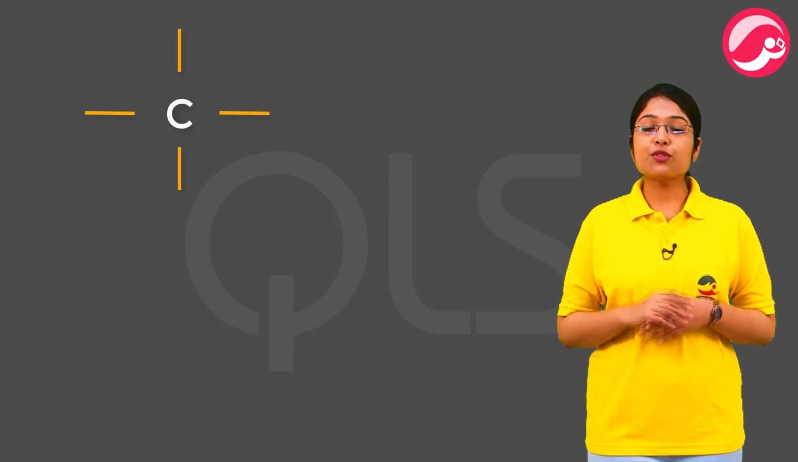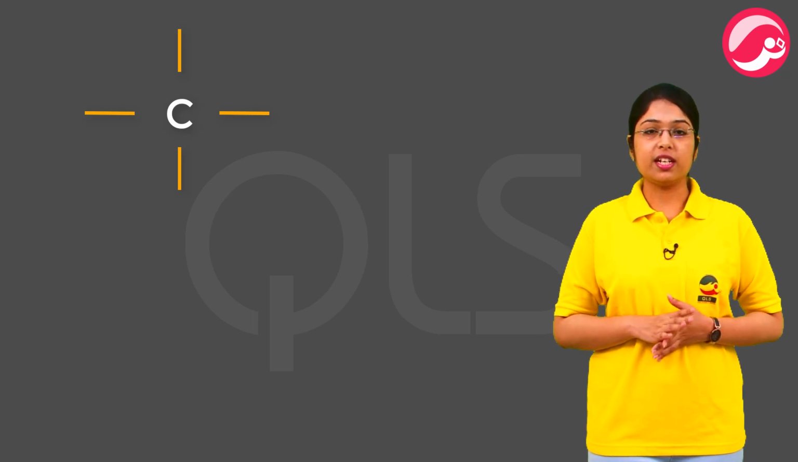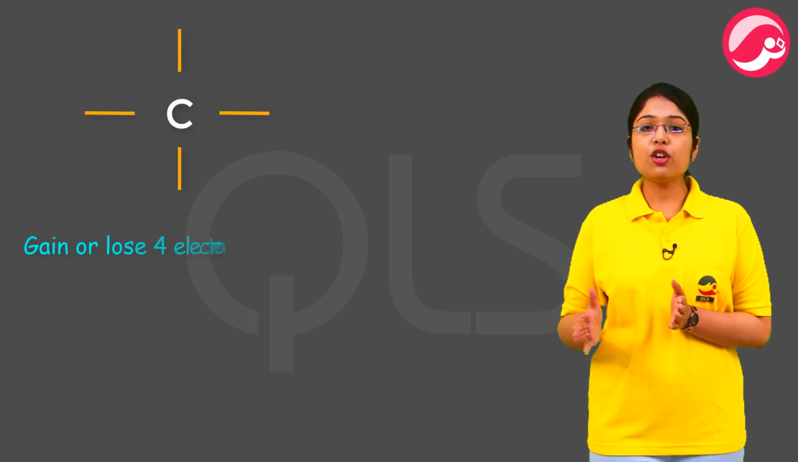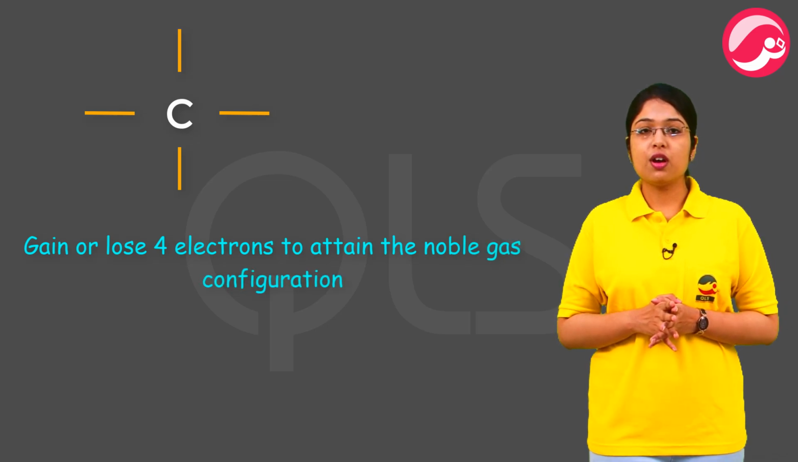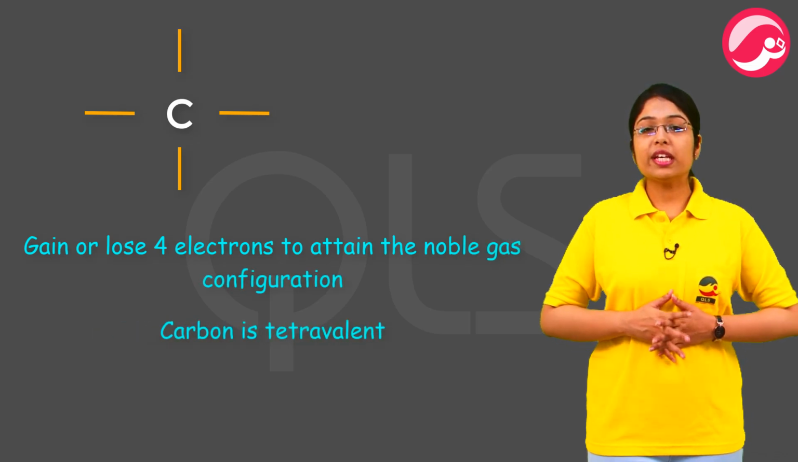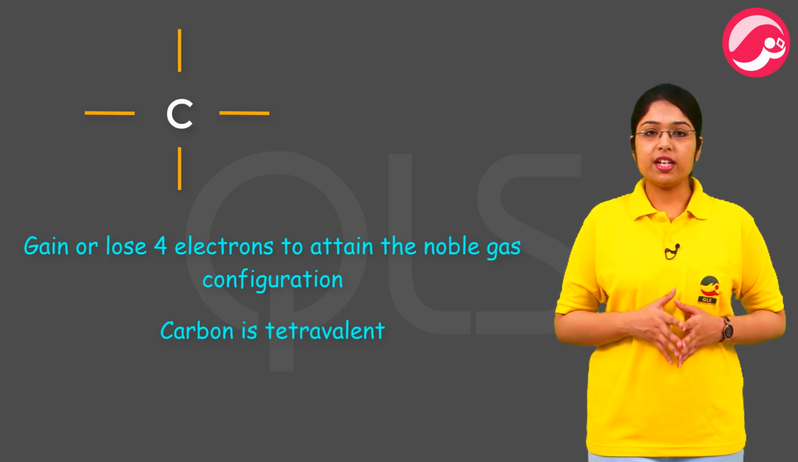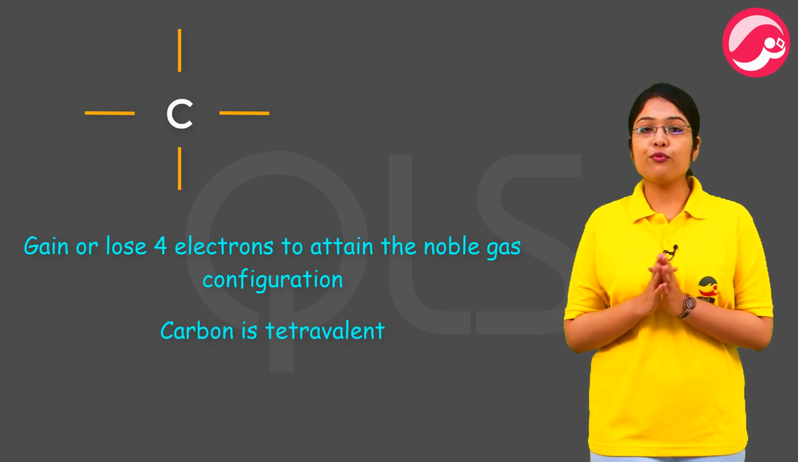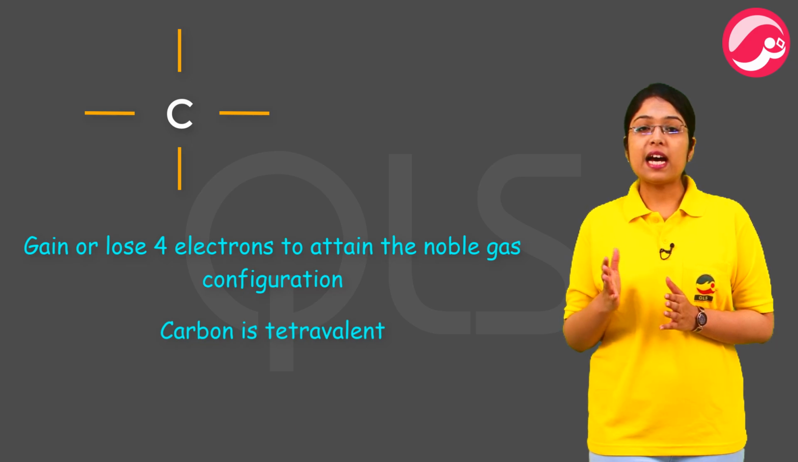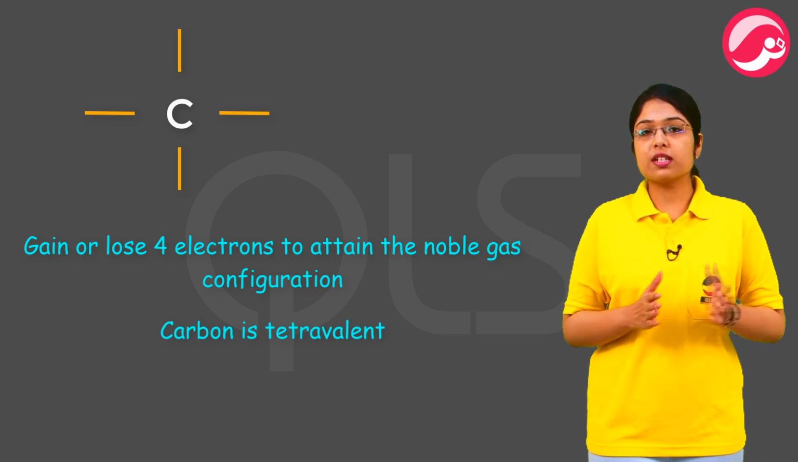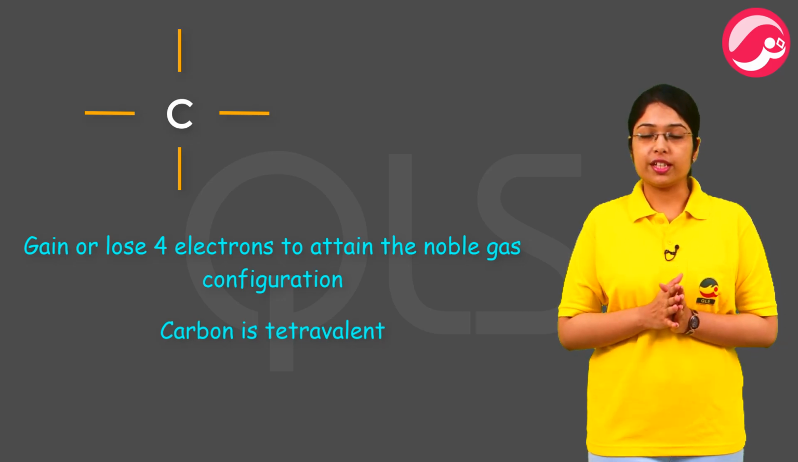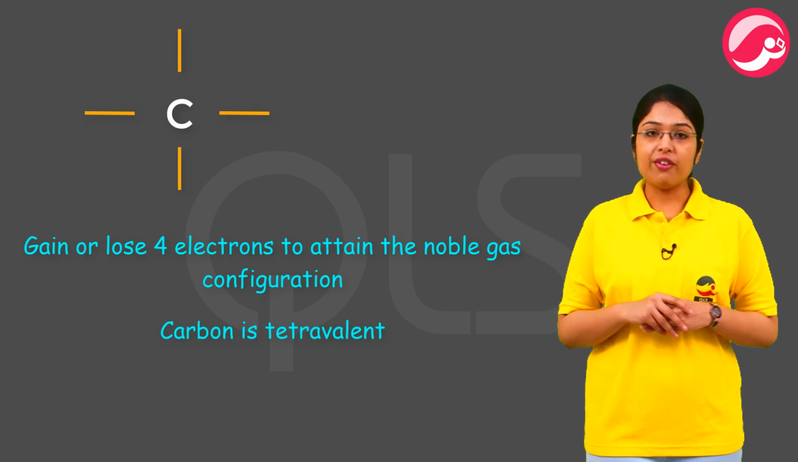But carbon has 4 electrons in its outermost shell and it needs to gain or lose 4 electrons to attain the noble gas configuration. Or we can say that carbon is tetravalent, meaning having a valency of 4. कार्बन या तो 4 इलेक्ट्रॉन्स गेन कर सकता है या फिर 4 इलेक्ट्रॉन्स लूज कर सकता है टू हैव अ कंप्लीट ऑक्टेट. कार्बन इज टेट्रावैलेंट.